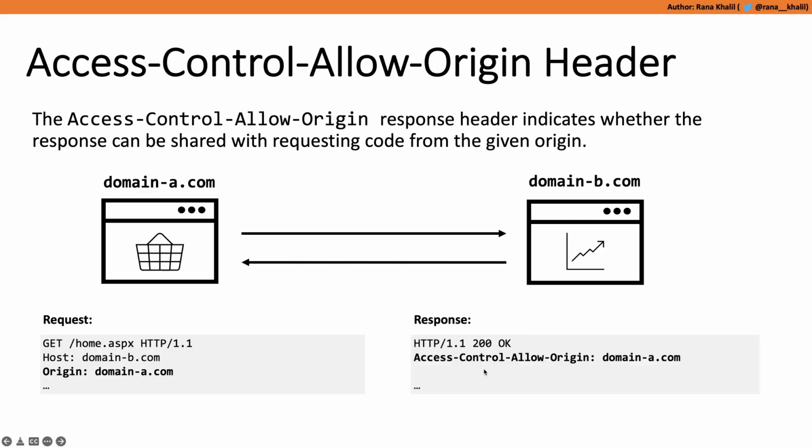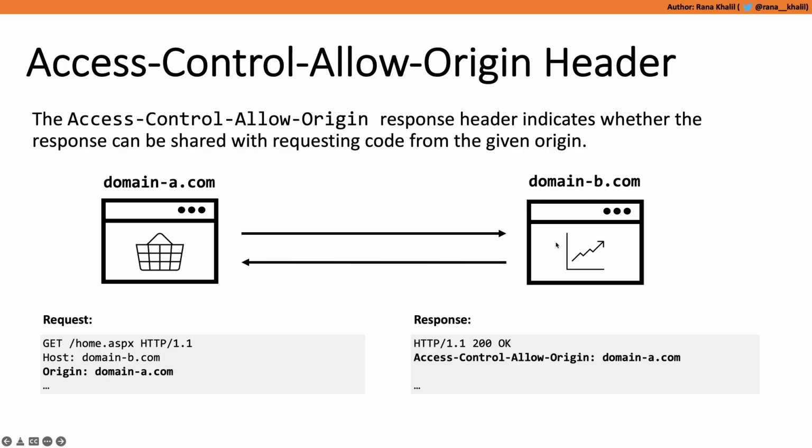And it makes use of the access control allow origin header in order to indicate to the browser that the application is able to read that request. So the access control allow origin header would have the origin of domain A.com. So in this case, it's domain A.com. And when the browser sees that, it'll allow the response to go through and be presented to domain A.com.